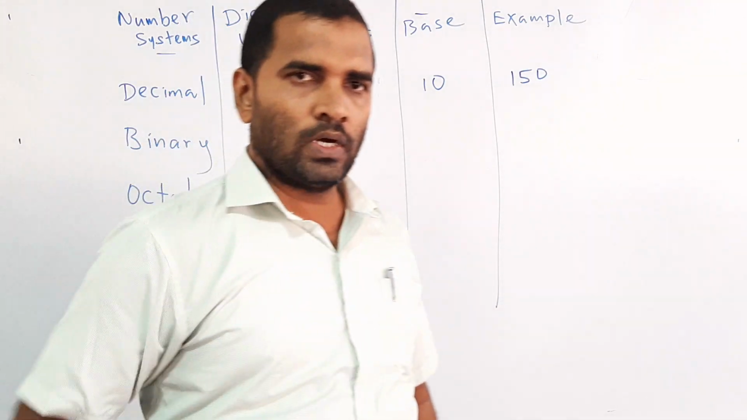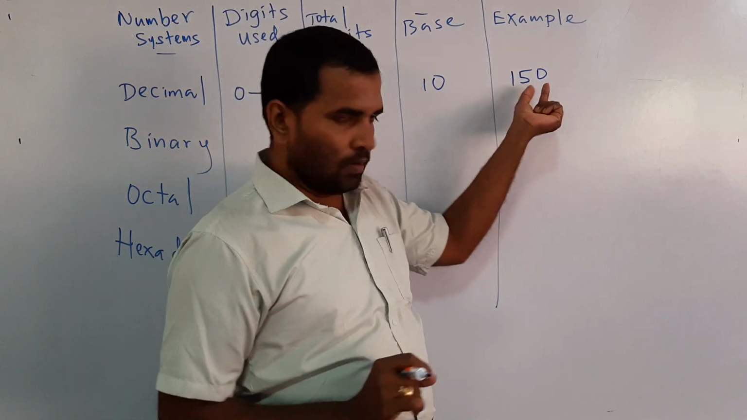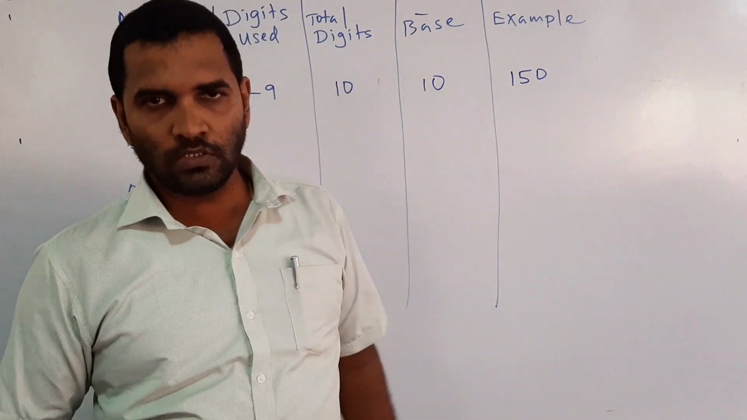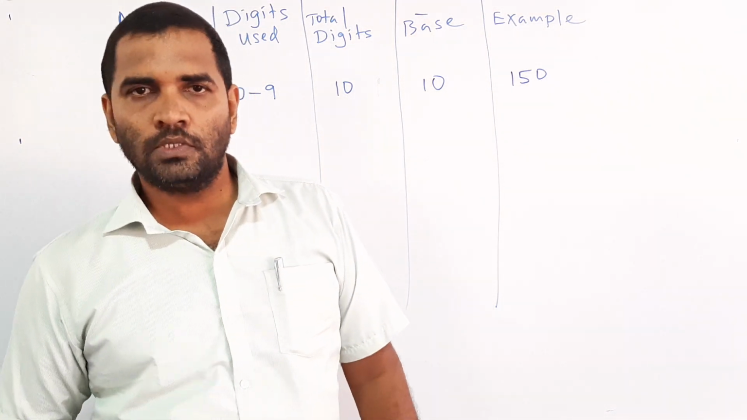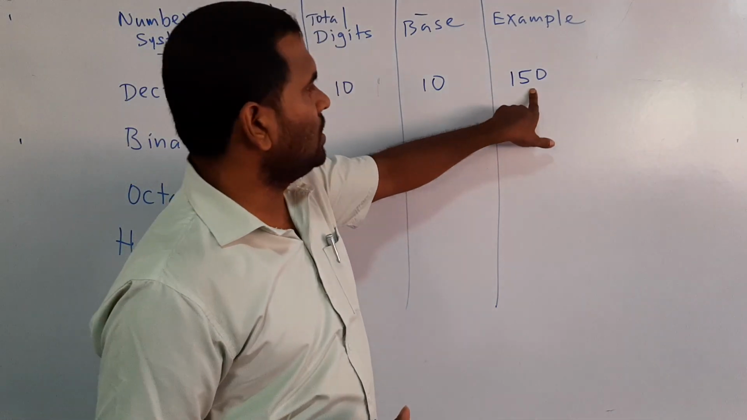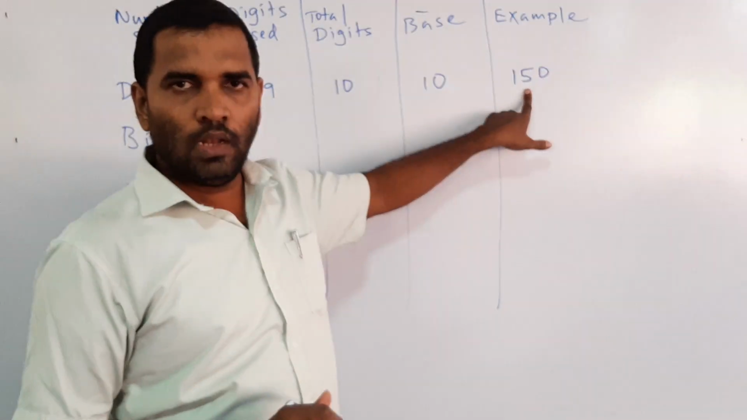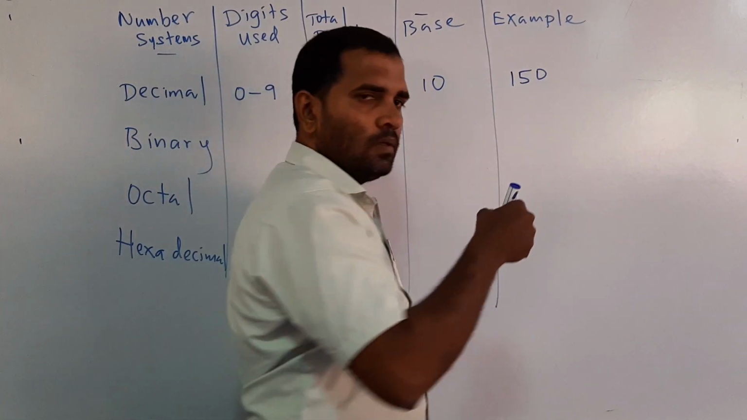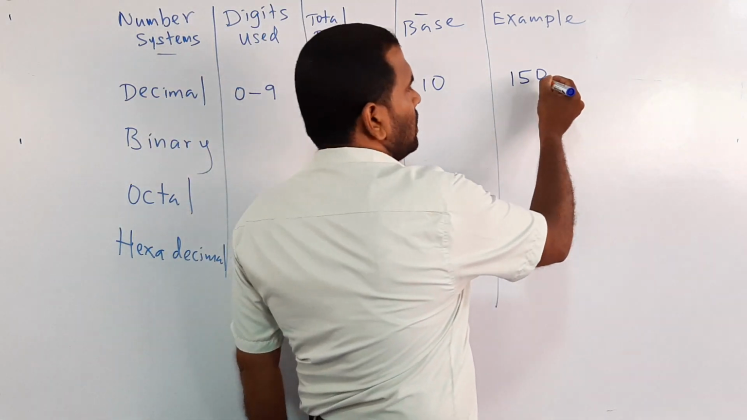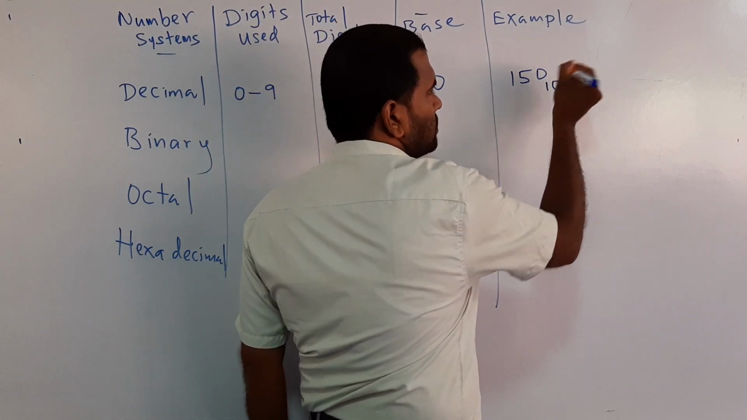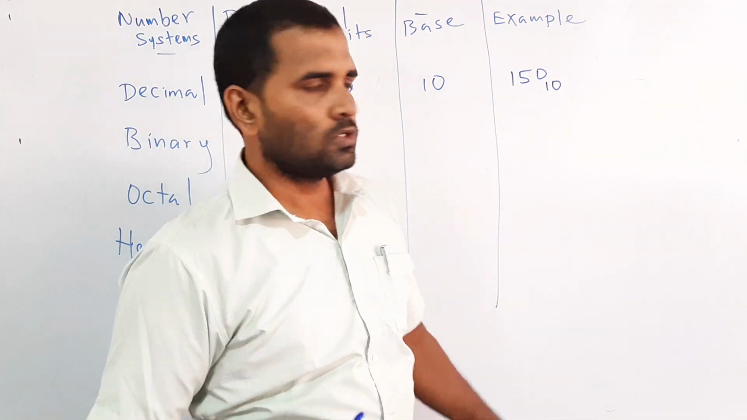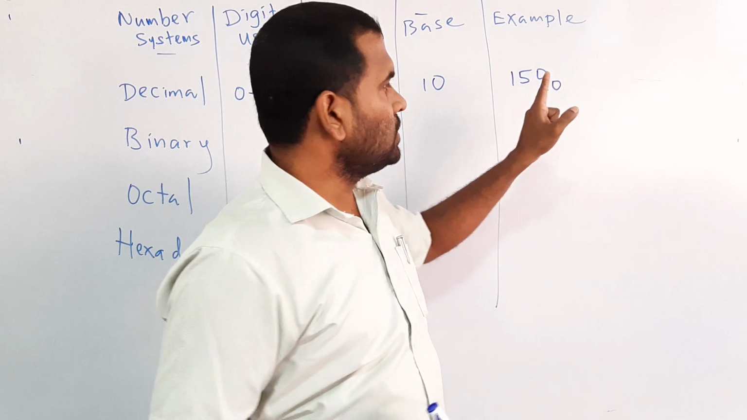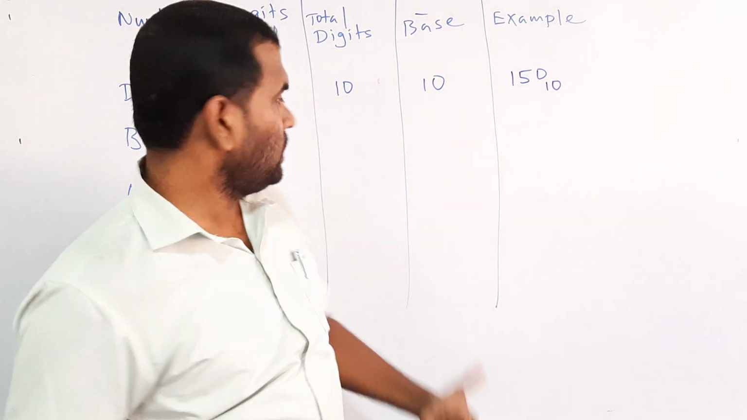But I must tell you one thing here. For every number system, you must mention the base of the particular number system. For example, 150. So 150 is a decimal number. So I must show the base in number or in words here. Something like this. Even I can write TEN, or number 10. So this is important for each and every number system here.